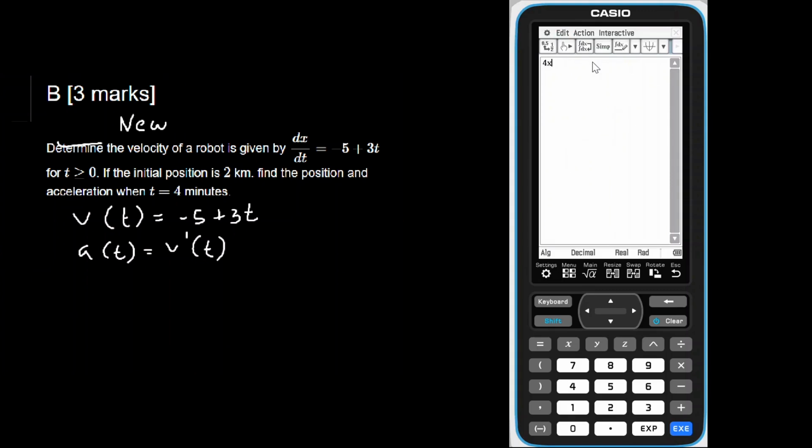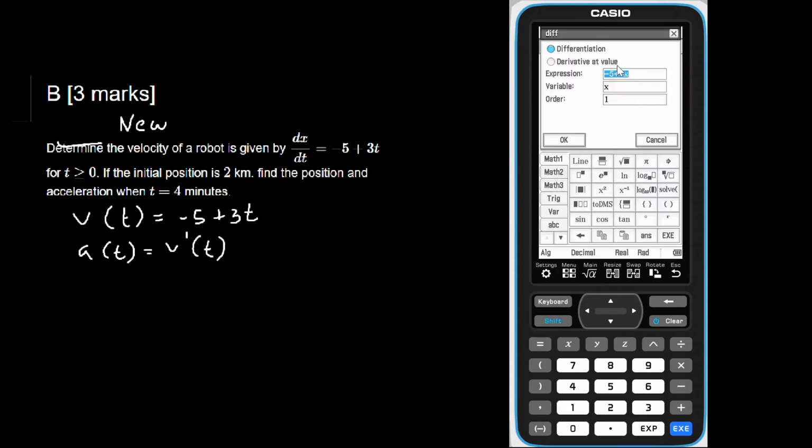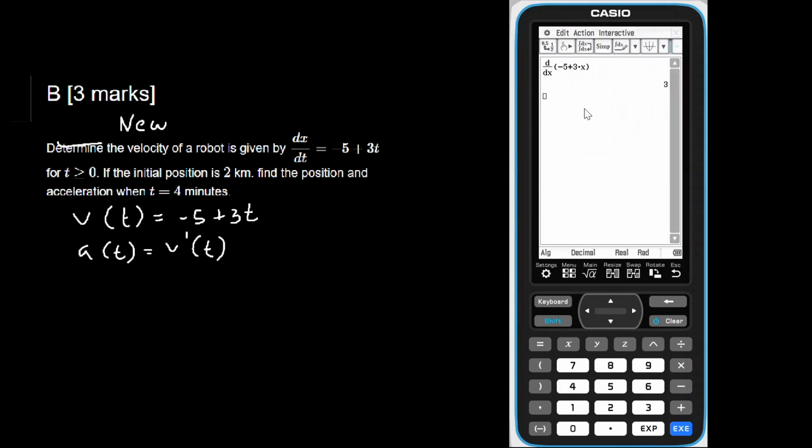I'll go 3x minus 5, so it doesn't bring up answer. By the way, if you want to stop it doing that, because it's a bit annoying that it brings up answer, you can either delete it yourself, or on your calculator, you've got this minus sign in the brackets, and that one doesn't bring it up. So minus 5 plus 3x, and we're wanting to differentiate this. So interactive calculation diff, and that is equal to 3.